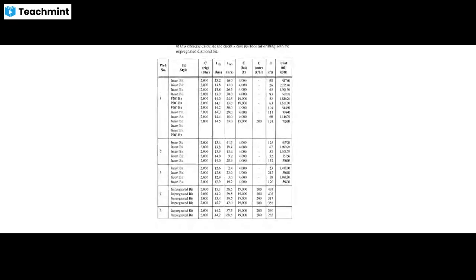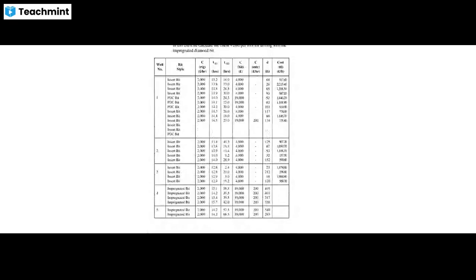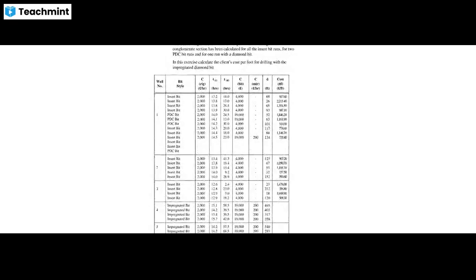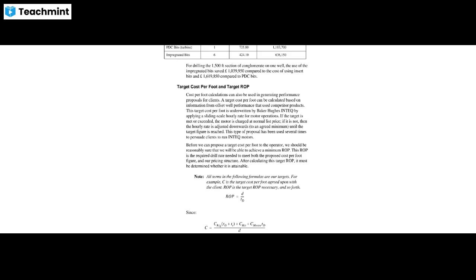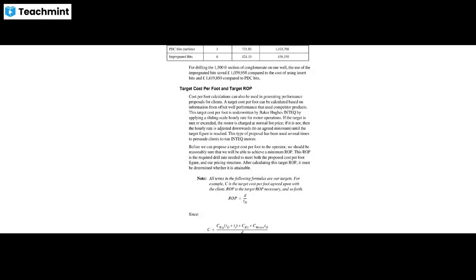So now we can see here the bit style, everything, TD, C, meter, D, and the total cost. This is the well number, different wells are shown. Then target cost per foot and targeting the rate of penetration. So the ROP is equal to D by TD. This is another formula, targeting cost per foot and targeting the rate of penetration.